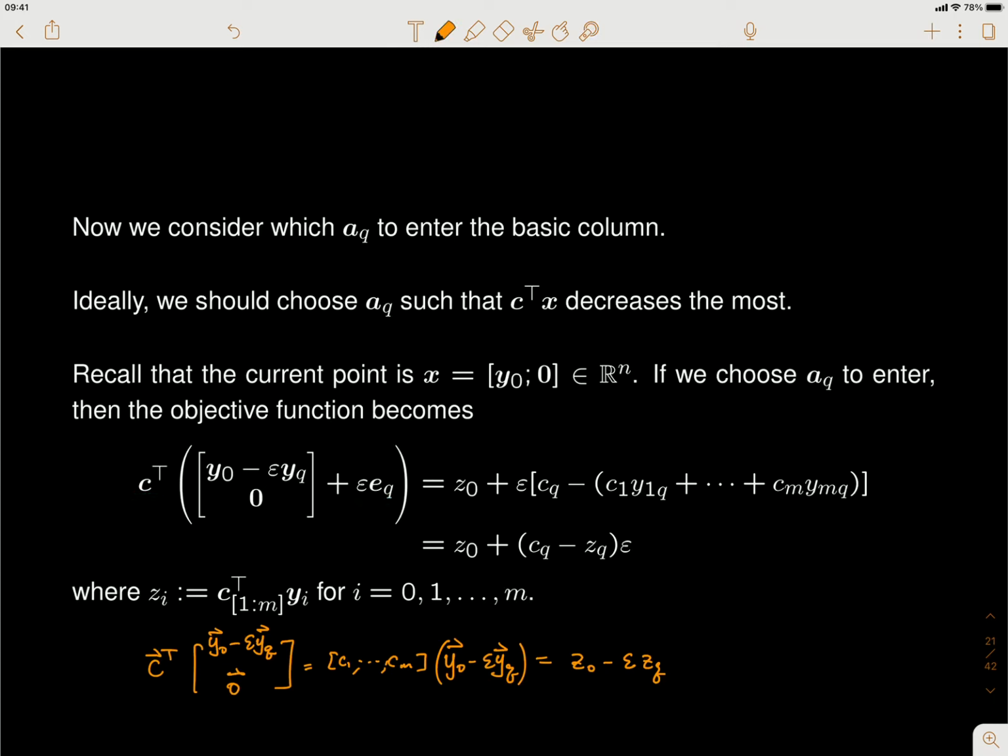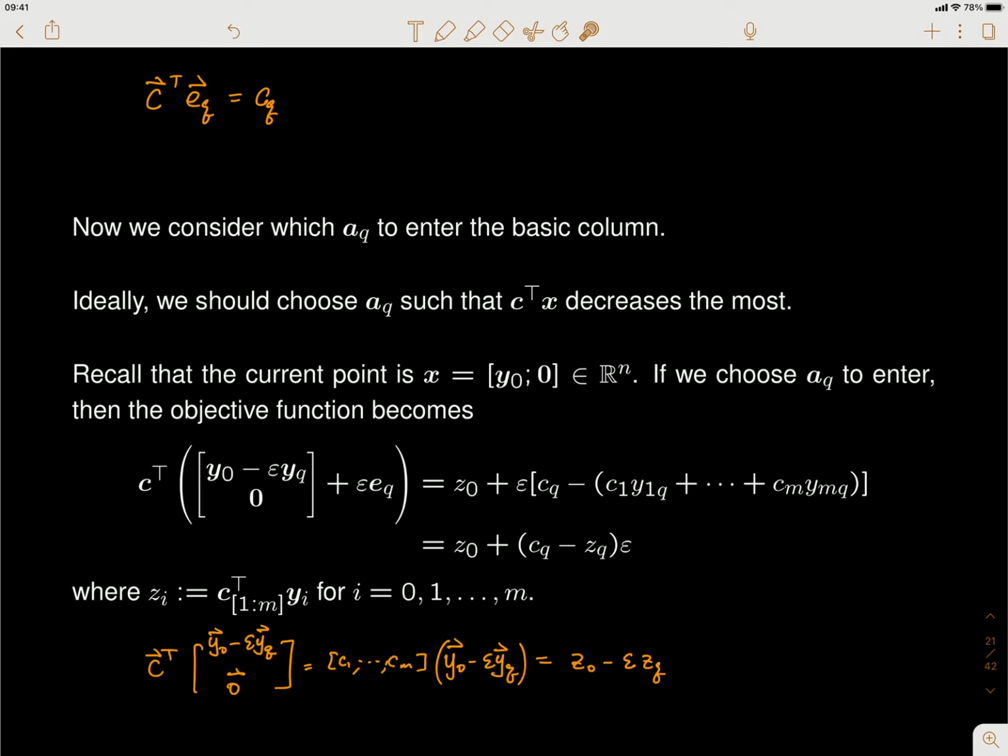The c times eq, because the eq only has one component, the qth component is 1, and the others are 0. So the product of these two is just nothing but the qth component of c. That is a scalar as well. So when I multiply these two together, I will get just cq.